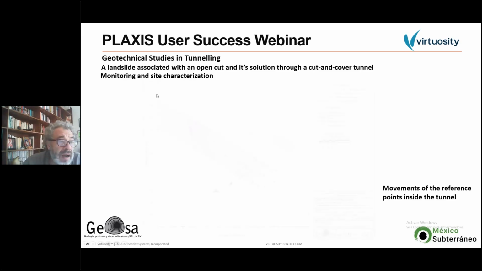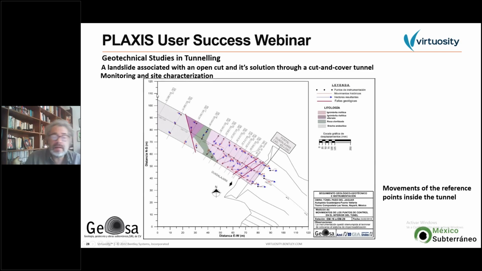So part of the monitoring also was done inside the tunnel. These vectors are measured.